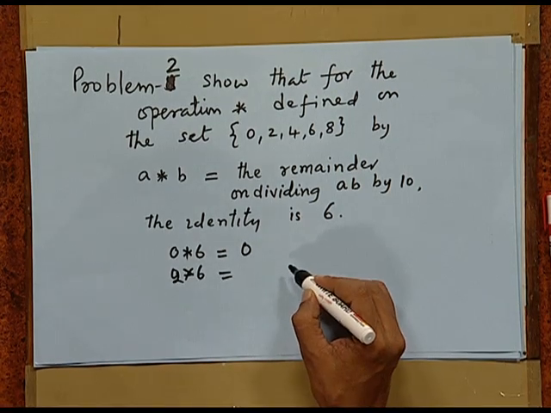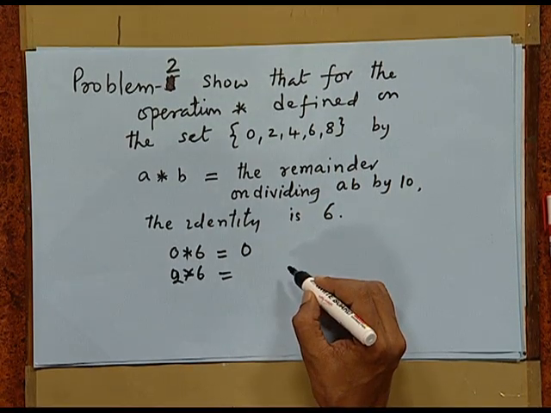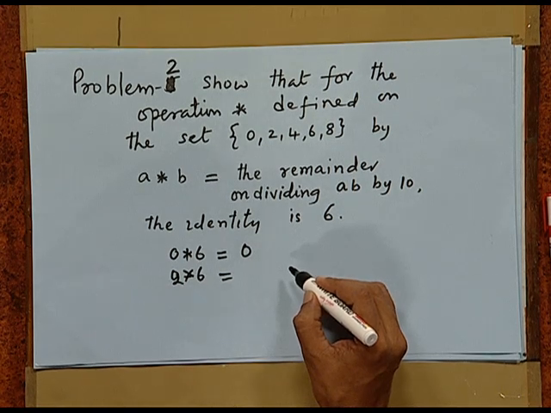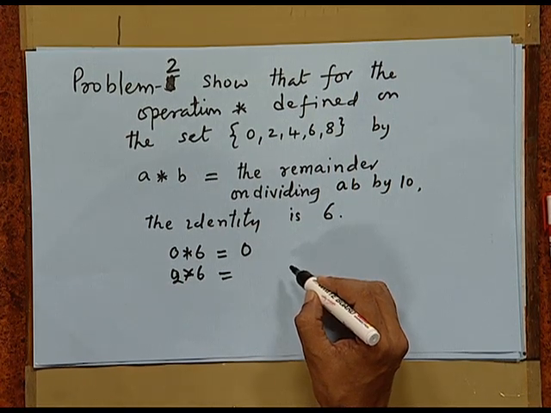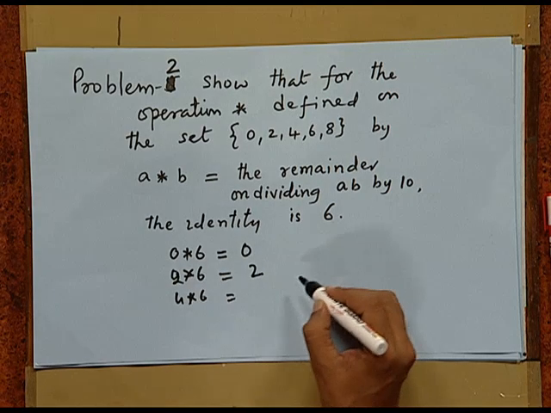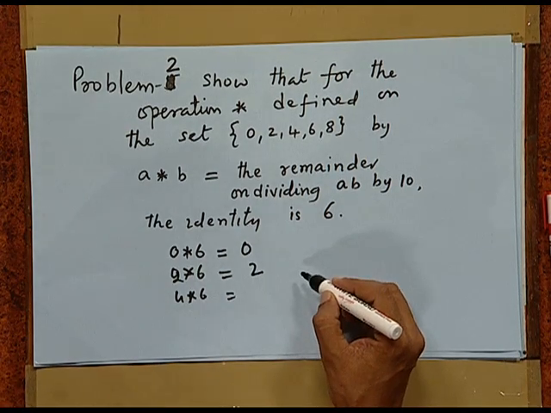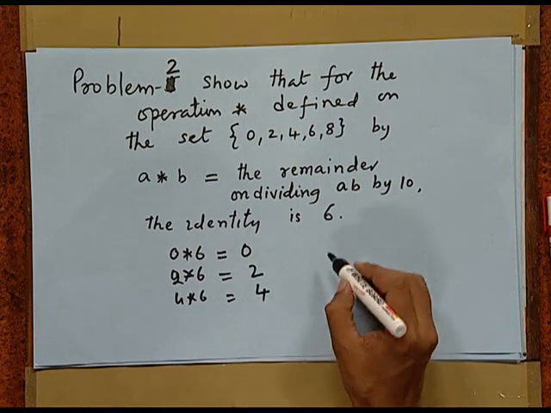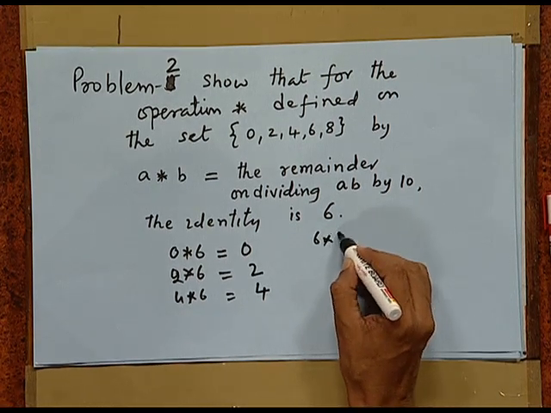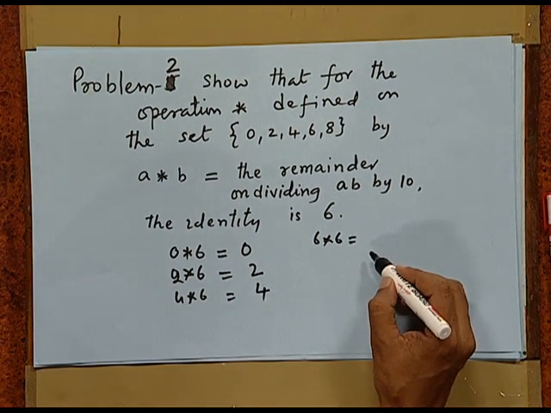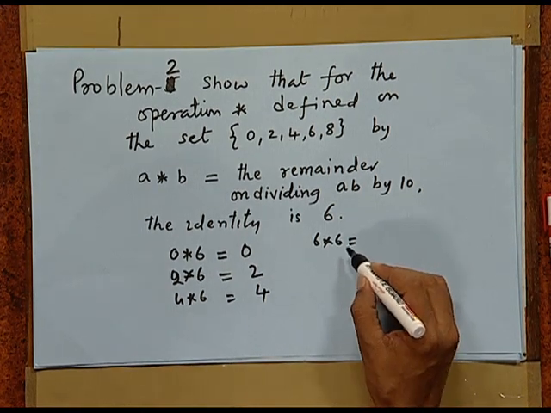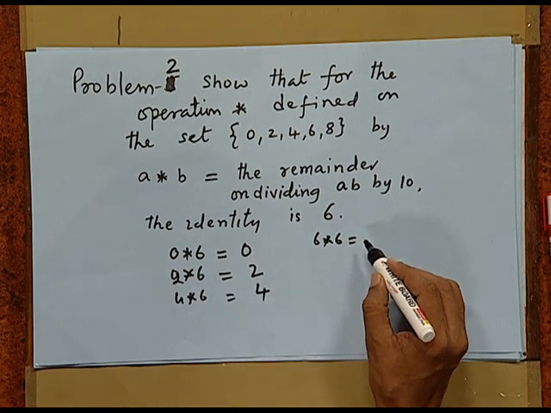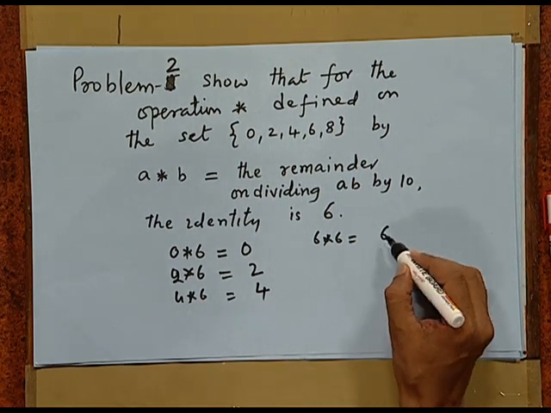This is actually 12 by ordinary multiplication, but our answer is the remainder on dividing AB by 10. So, the remainder on dividing 12 by 10 is 2. Similarly, 4 star 6: 4 times 6 is 24, and when you divide 24 by 10, the remainder is 4. Then we have 6 star 6: 6 times 6 is 36, but when you divide 36 by 10, the remainder is 6.